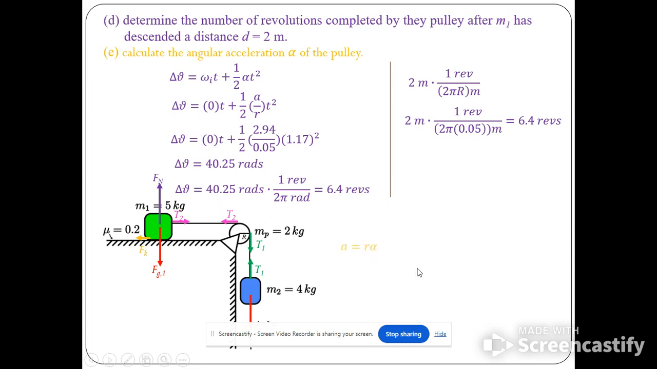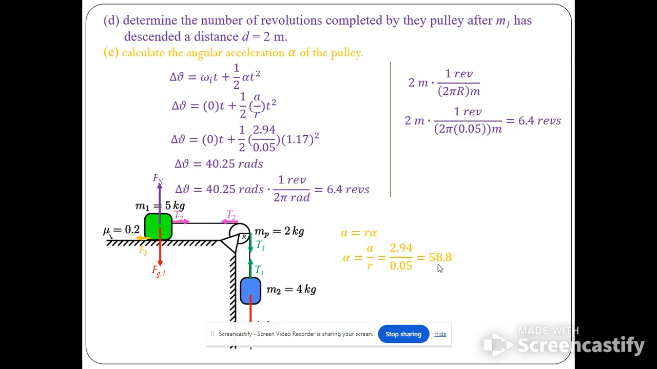And then last but not least, part E. Part E asks for the angular acceleration, and this is light work. Again, the relationship between linear and rotational stuff is here for acceleration. a is equal to r alpha. We already know what a is from the previous part, and we know what r is because it's given. So if you manipulate the function, a over r is equal to alpha, or alpha equals a over r, a being 2.94, r given as 0.05, and your answer is going to be about 58.8 rad/s squared.